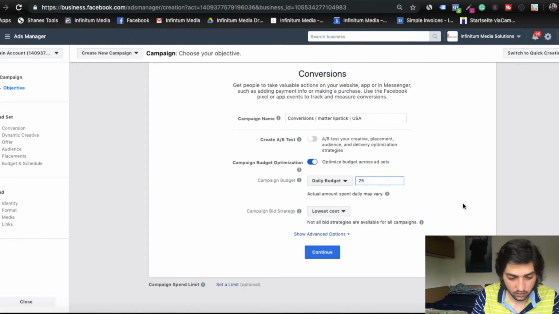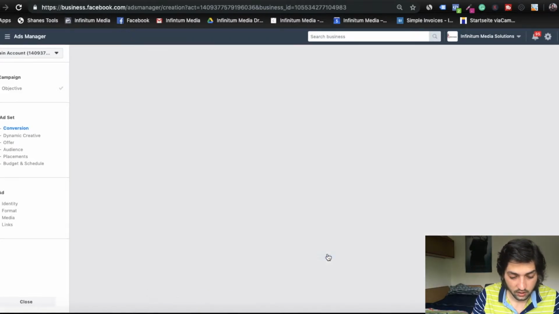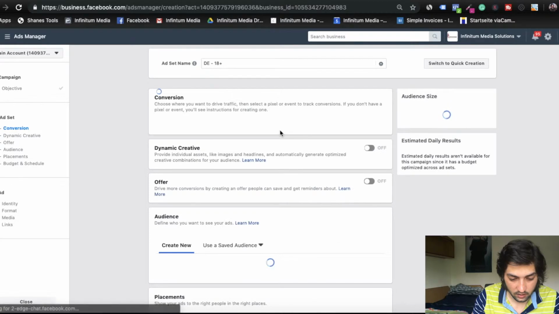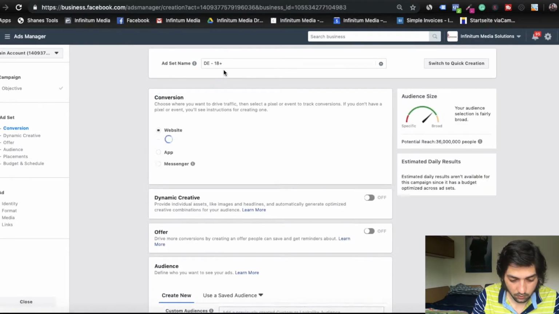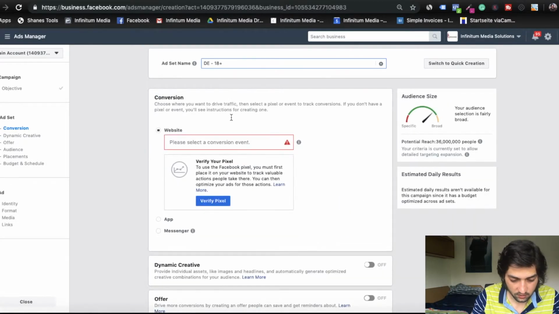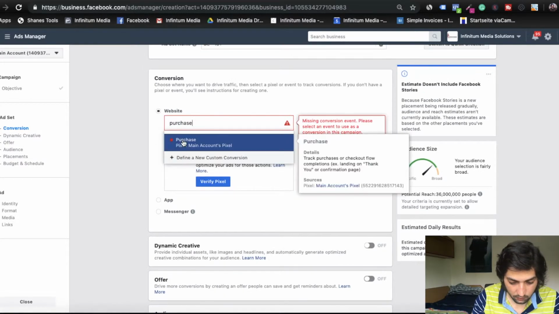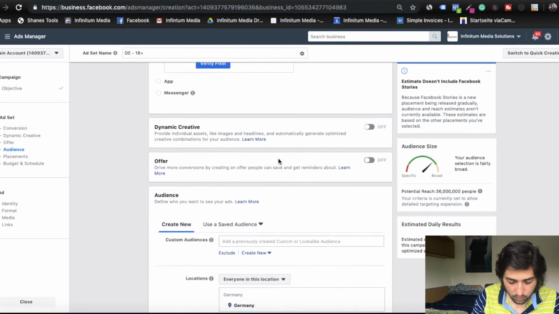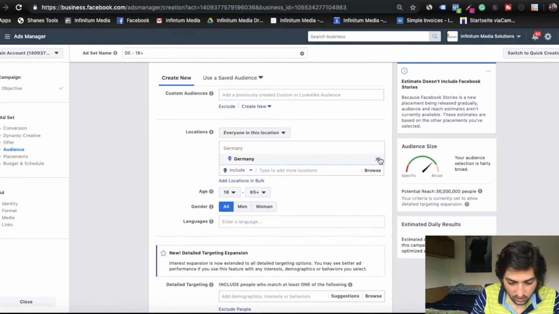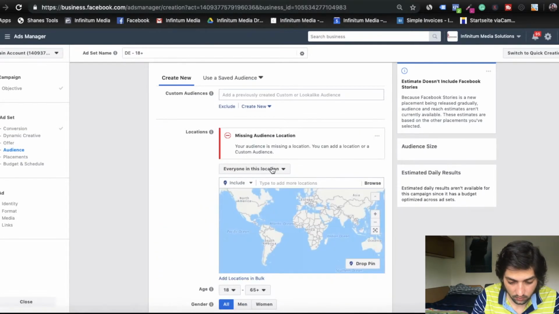Click continue. Let's move on to the conversion event, and you can keep the ad set name whatever you want, it doesn't really matter. Purchase, that's what I want to go for. Okay, and then we want to go down, and this is the most important part. This is the targeting, which I literally talked about right now.